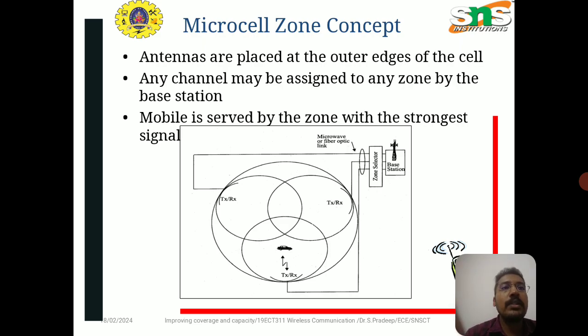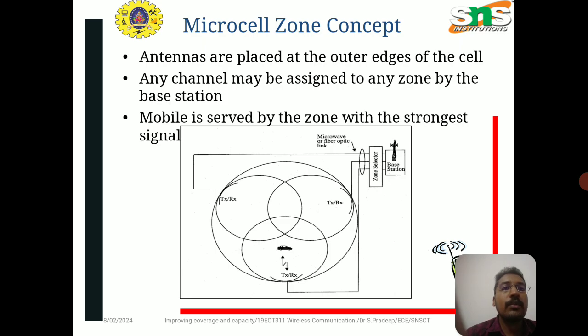Next is the microcell zone concept. In this concept, antennas are placed at the outer edges of the cell. The cell is divided into 3 different zones in this given diagram, and the antennas are placed at the outer edges of the cell. Any channel may be assigned to any zone by the base station. A mobile is served by the zone with the strongest signal. So in this microcell zone concept, no handoff occurs.